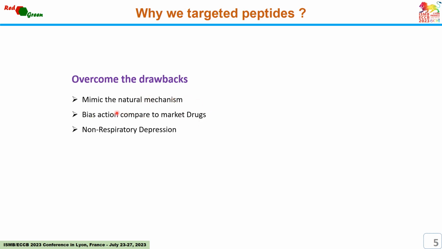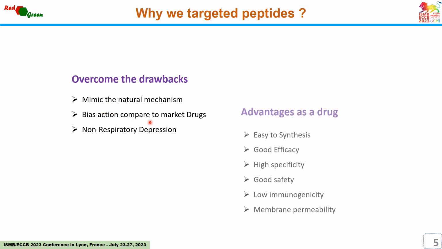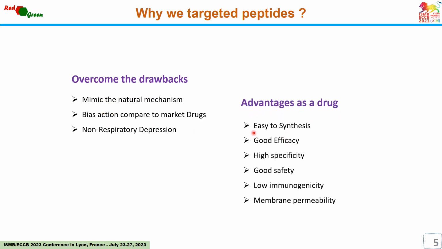Also, if we design peptides for biased agonism, it less depresses the peripheral organs like respiratory or GI tract. So if we use the peptide as a biased agonist, we can minimize the drawbacks of our marketed drugs. As drugs, peptides also have several benefits like it's easy to synthesize, good efficacy, high specificity, good safety, low immunogenicity, as peptides are endogenous. So it's low immunogenic, and high membrane permeability compared to small molecule drugs.